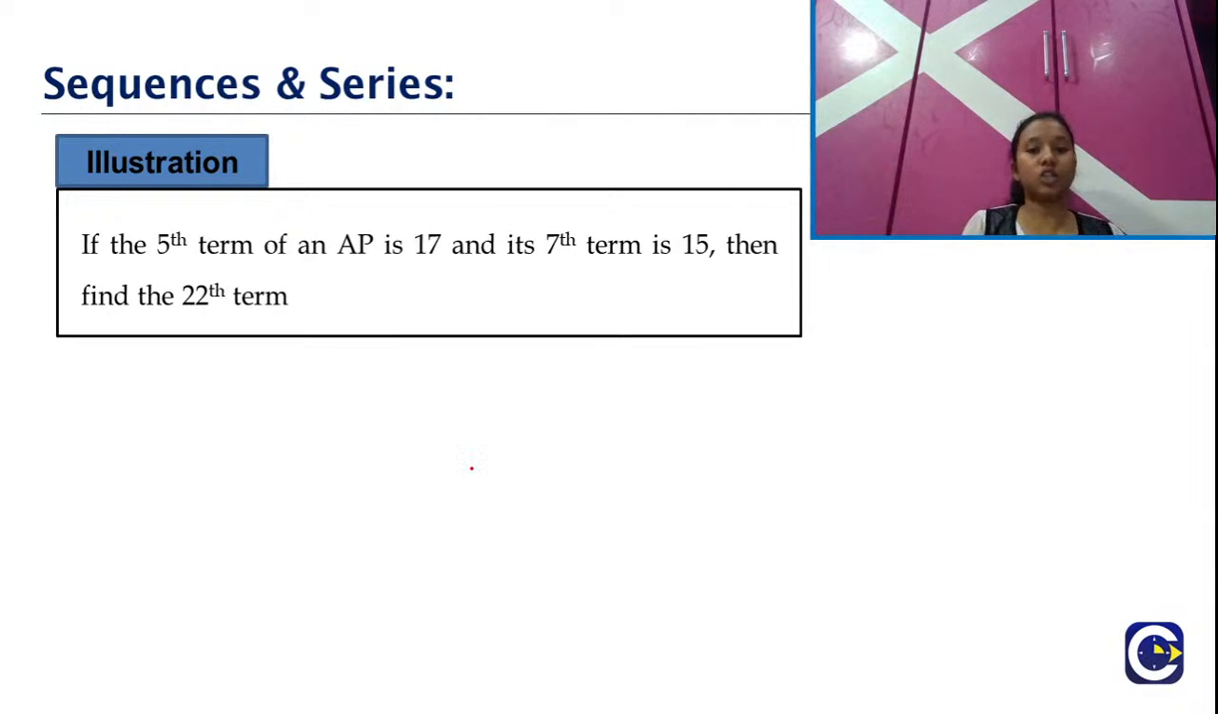So let's read the question and write the given information first. If the fifth term of an AP is 17, that means T5 will be equal to 17, and its seventh term is 15. That means T7 will be equal to 15. And find the 22nd term. We have to find T22.